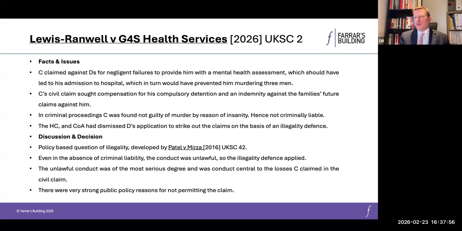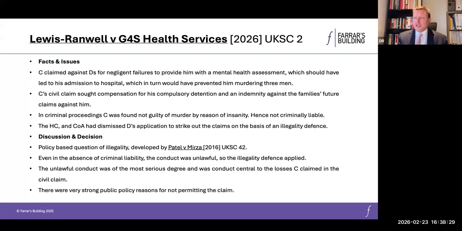And importantly, he was initially thought able to do that because at his criminal trial he was found to have carried out the killings, but he was found not guilty of murder by reason of insanity, and so therefore he did not have a criminal responsibility for the murder of these men. And the High Court, upheld by the Court of Appeal, had dismissed the defendant appellant's attempts to strike out the claims on the basis of a full illegality defence.